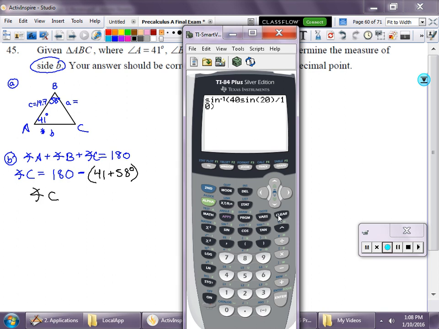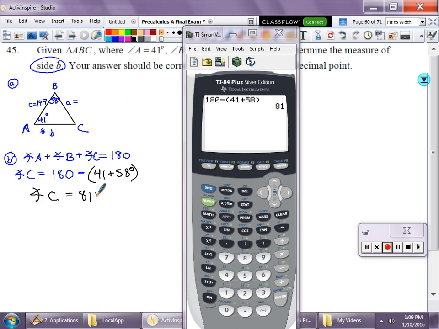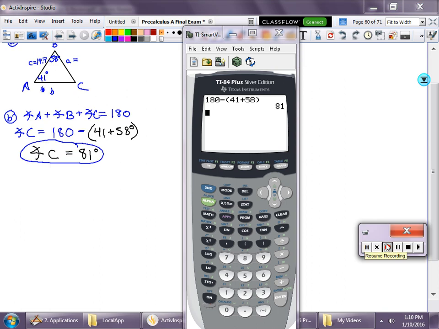And angle C, put this in your calculator, clearing what we had before. 180 minus, and just put it in parentheses, just like it's written. And angle C is equal to 81 degrees. That's what we record. Box that in so we can find it easily. So let's put 81 degrees in here. Now we're ready to go to find side B.